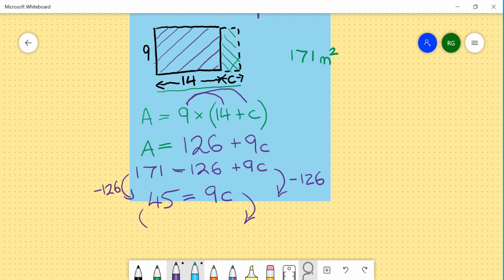We don't want to know what 9 lengths of the deck are. We want to know what 1 length is. So we divide both sides by 9. And it equals 5. Therefore, we've been able to use algebra and expanding brackets to work out the length, or the maximum length, this person's allowed to build their deck, based on the area of the land or the house and deck size.